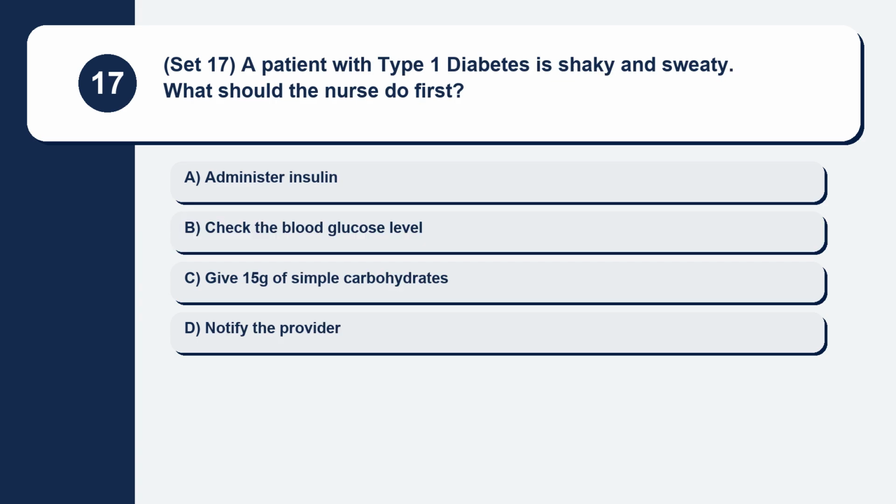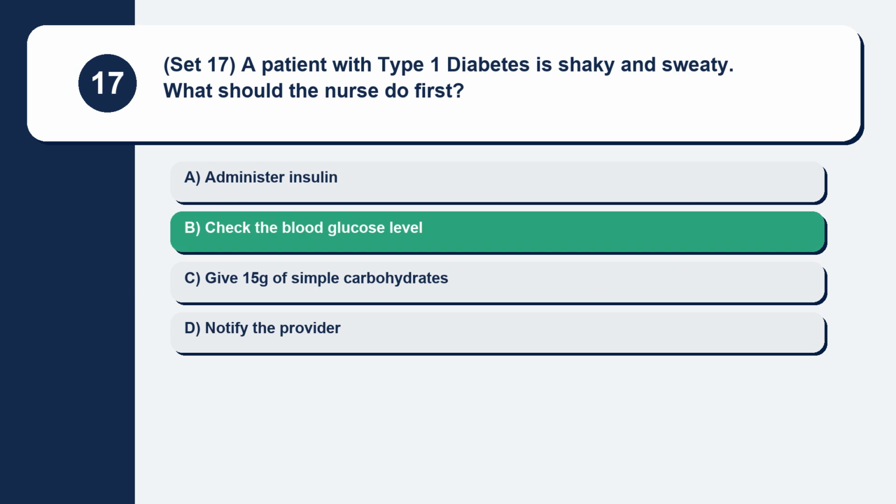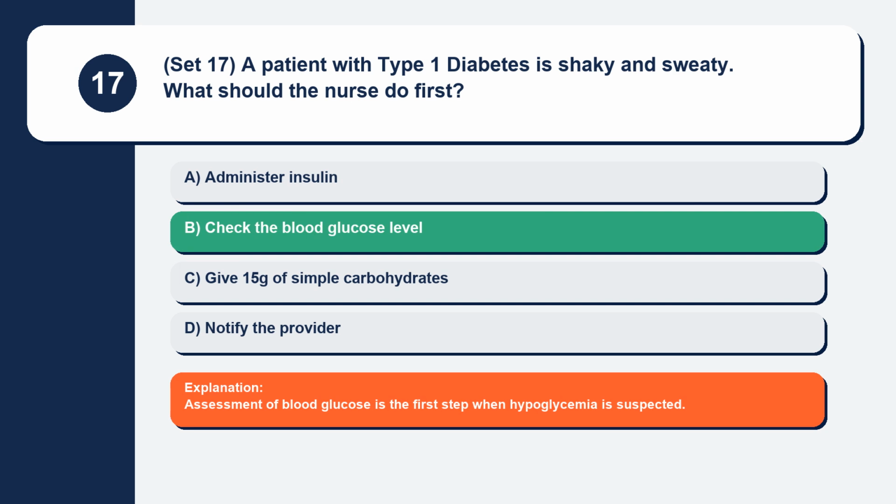Question 17. Set 17. A patient with type 1 diabetes is shaky and sweaty. What should the nurse do first? Administer insulin. Check the blood glucose level. Give 15 g of simple carbohydrates. Notify the provider. Assessment of blood glucose is the first step when hypoglycemia is suspected.